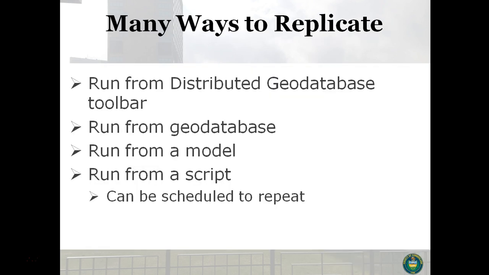And so there's many ways to synchronize those changes. You can actually open the distributed geodatabase toolbar and synchronize changes from there. You can right-click on the parent or child geodatabase and synchronize the changes. You can create a model in ModelBuilder to synchronize the changes. And lastly, you can create a Python script to synchronize the changes.